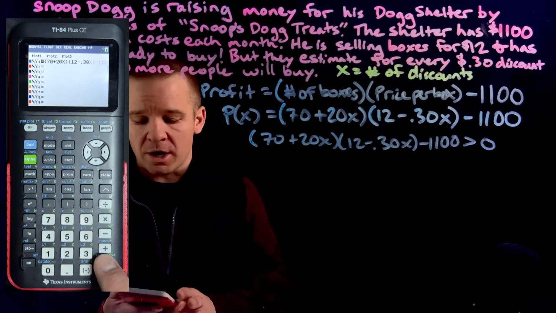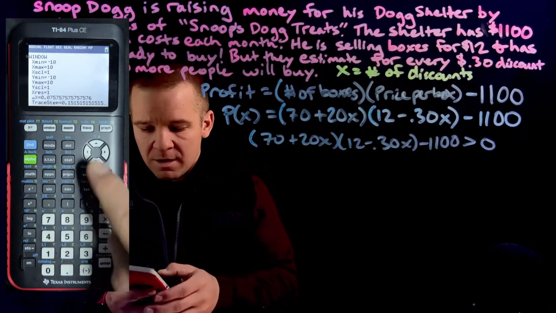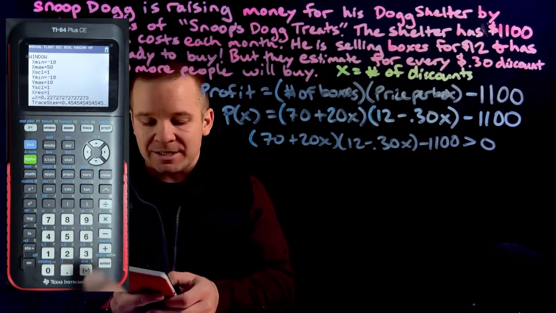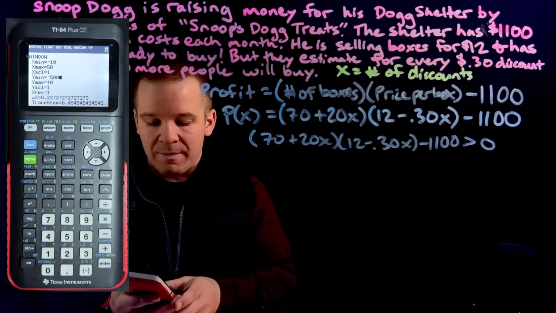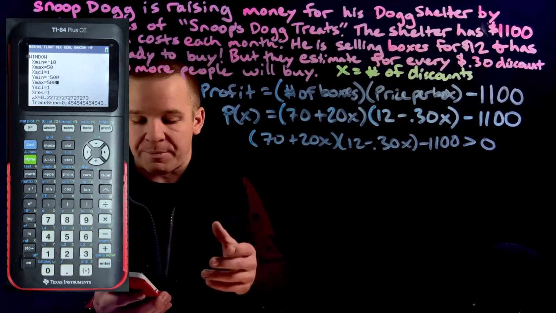Now, to adjust our window here, we're going to go into an X max. I'm going to go to 50 here. And then for my Y min and max, I'm going to go negative 500, and positive 500 for my Y max. And then we're going to adjust from there. But that'll at least get you started here, and we'll see what happens.